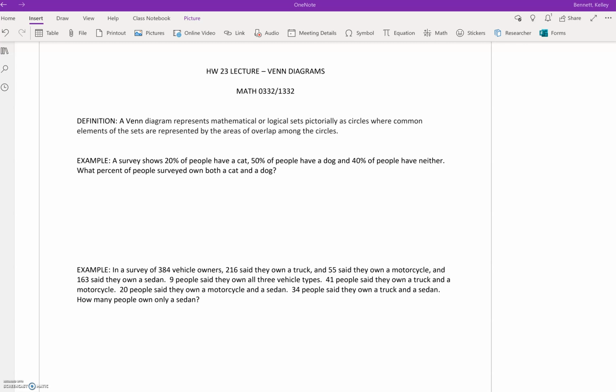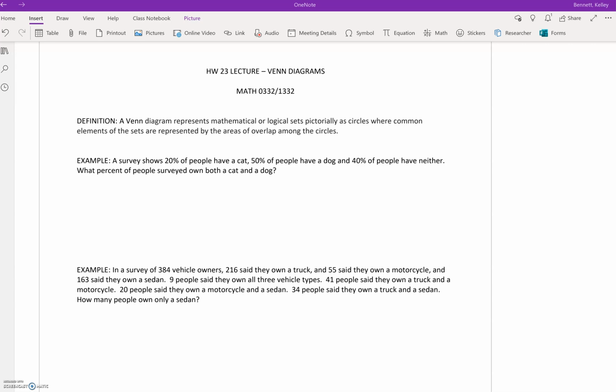We're going to be going over Venn diagrams today. So Venn diagrams are really just kind of a set representation of data, especially when you have overlapping data. And so all the things that you learned about sets in assignment 22 come into play here. Intersections, unions, complements. So let's do our first example.